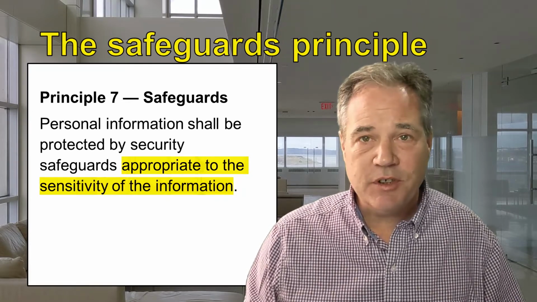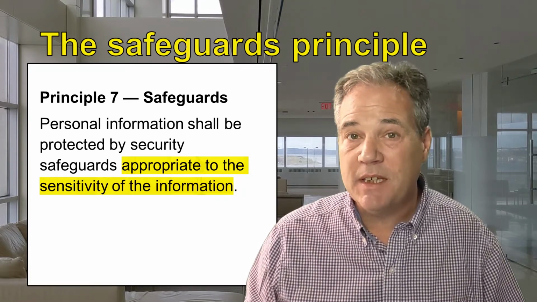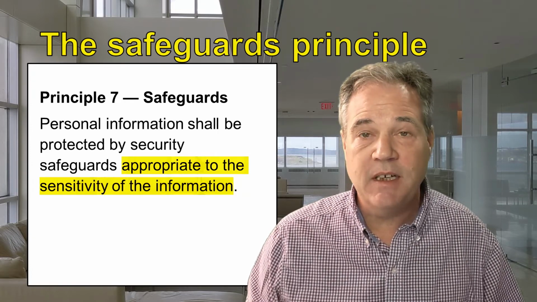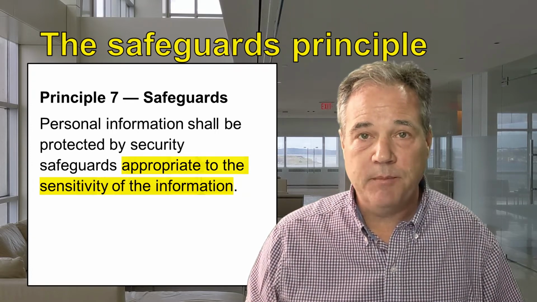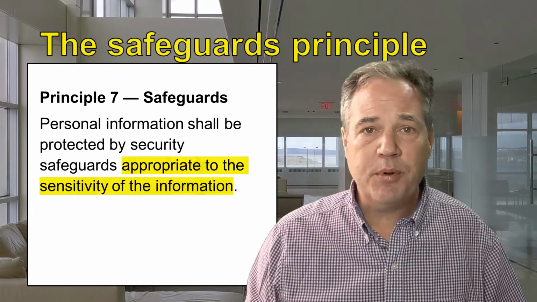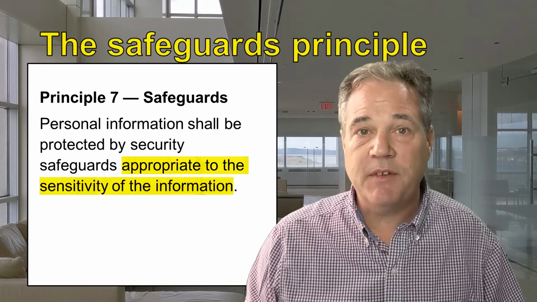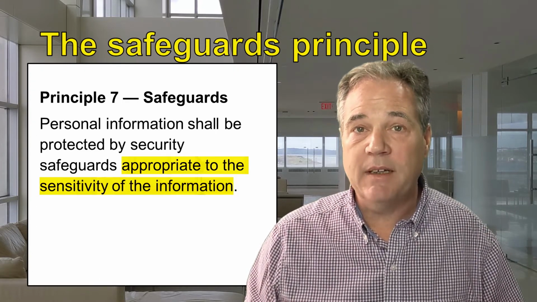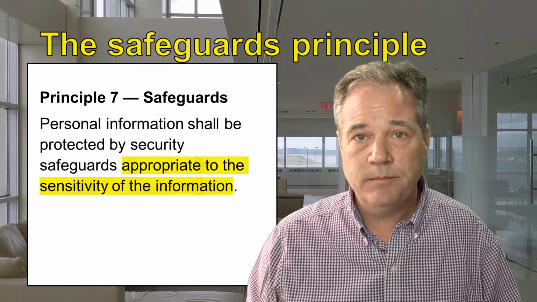In privacy, the inverse is true as well. The greater the risk of harm to the individual or risk of liability to the organization if the information is compromised, the greater the safeguards should be. Again, this is entirely principles-based, so it does not tell you what particular safeguards you have to adopt if the information is sensitive. It just says the safeguards need to be appropriate in light of the sensitivity of the data.